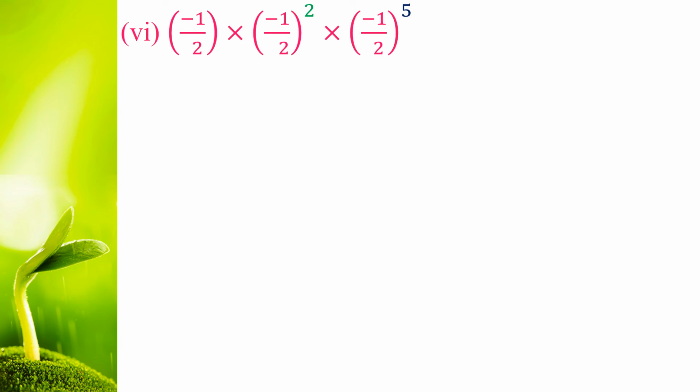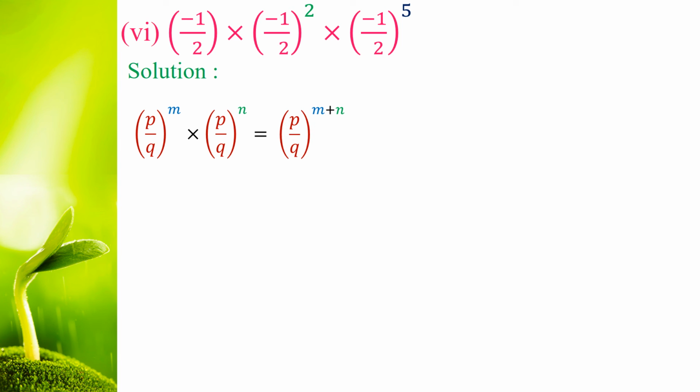Next, minus 1 by 2 into minus 1 by 2 to the power 2 into minus 1 by 2 to the power 5. Solution. Here the rational number is minus 1 by 2 and the positive powers are 1, 2 and 5. It is multiplication, so we are going to use the first law. P by q to the power m into p by q to the power n equals p by q to the power m plus n.